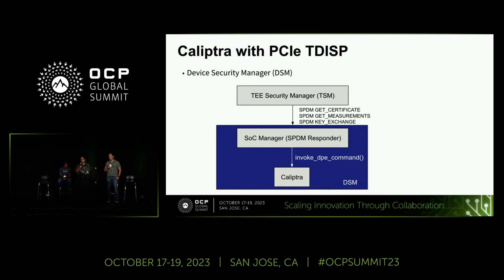The previous example was on the host side. This example is on the device side with the PCI TDISP protocol. In this design, there's a device security manager that's responsible for attesting to the TCB of the device. And here we have the same SOC manager component, this time implemented inside the device security manager. This implements an SPDM responder, and that responder would implement commands like get certificate, get measurements, and key exchange. The SOC manager's SPDM responder can rely on Caliptra to sign those measurements and key exchange updates so that it can be using keys that are wielded and a function of the SOC manager's TCB.